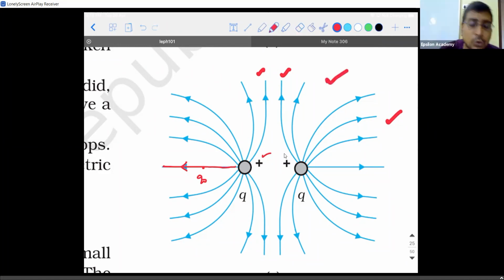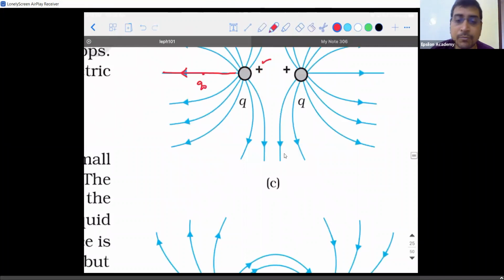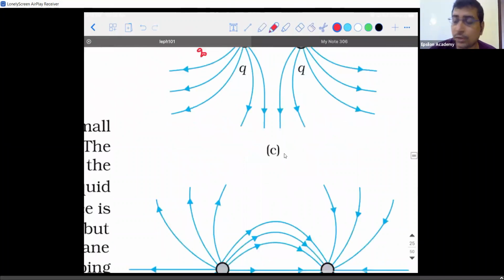Unfortunately, I couldn't show this in a simulation, but I'll definitely try to show it by tomorrow. I have some issue in my laptop. I'll definitely resolve it by tomorrow and I'll show it as a first thing. So this is for a system of two positive charges.